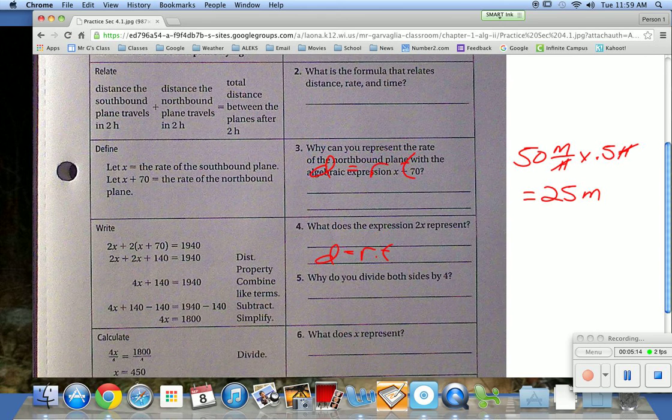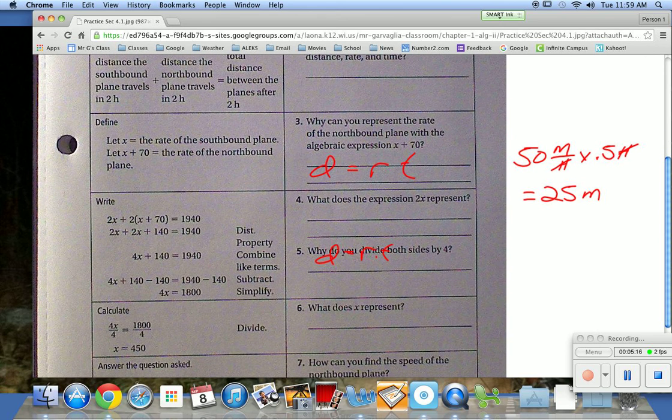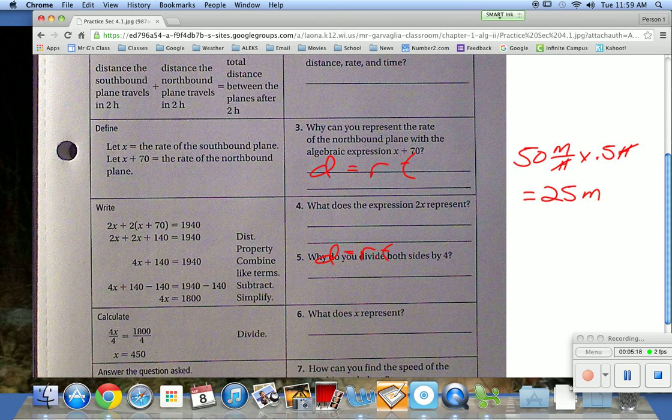Formula. Distance equals rate times time. All right. Define.